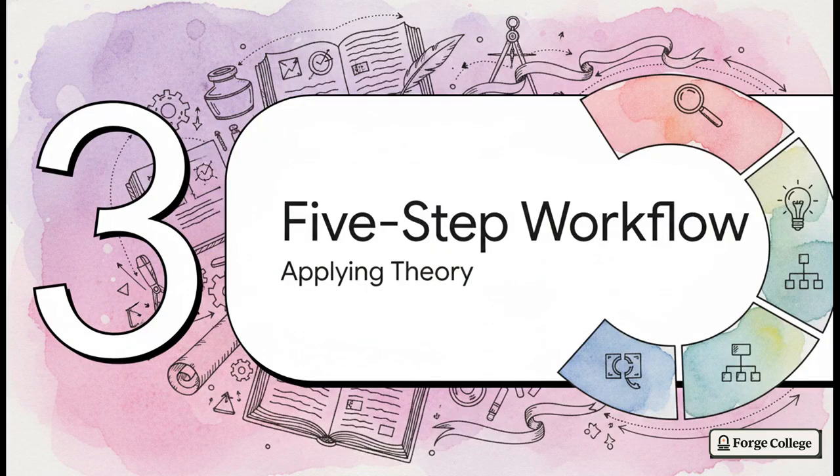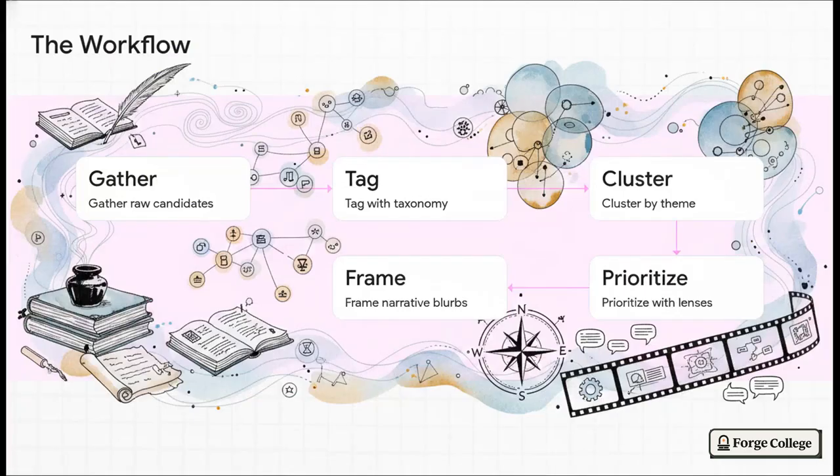Let's take that taxonomy theory and apply it to the real world. Welcome to Section 3, the 5-step workflow. I'm going to walk you through this workflow pretty briskly because it honestly takes a daunting academic workload and makes it feel entirely manageable. Step 1, gather your raw candidates. Step 2, tag them using those taxonomy fields we just talked about. Step 3, cluster those items together by theme or lineage. Step 4, prioritize them using specific historical lenses. And finally, Step 5, frame a short narrative blurb for each one.